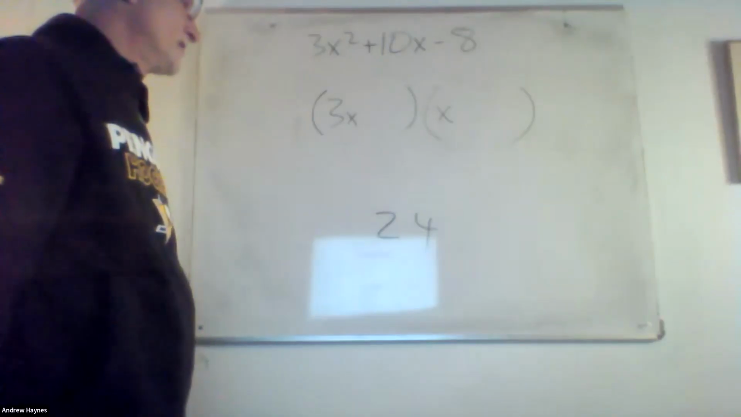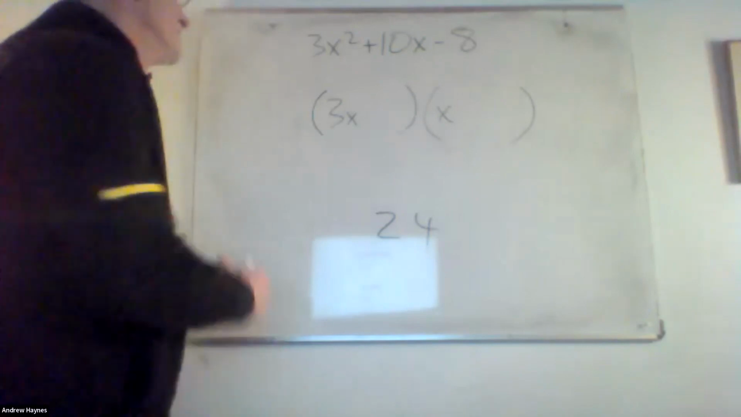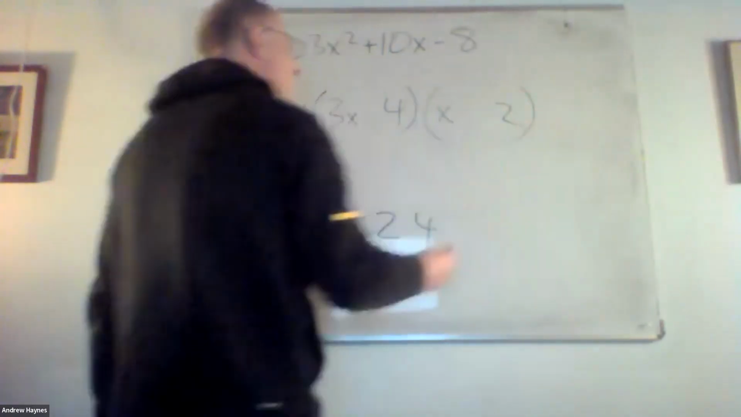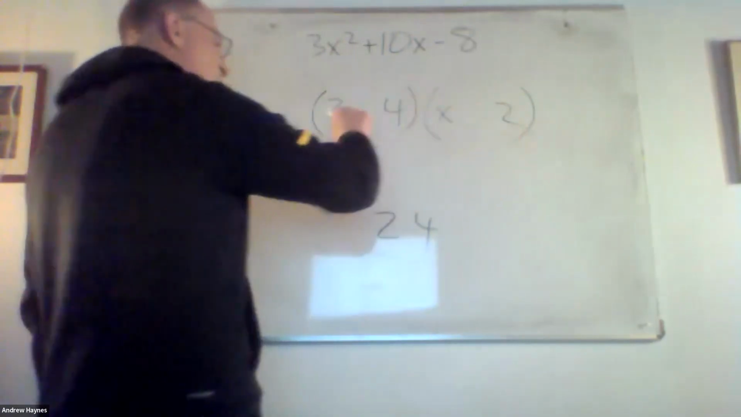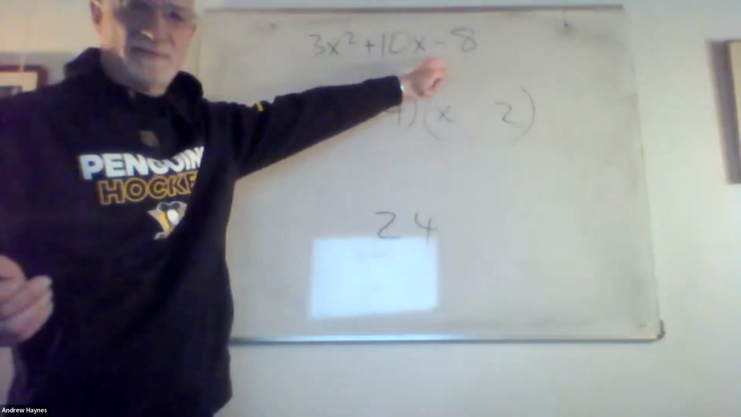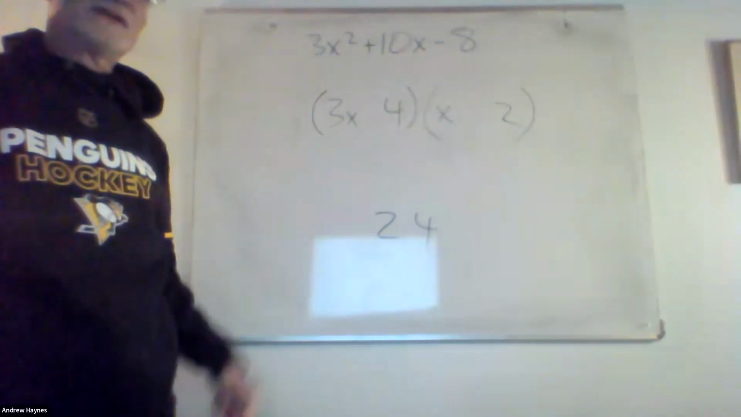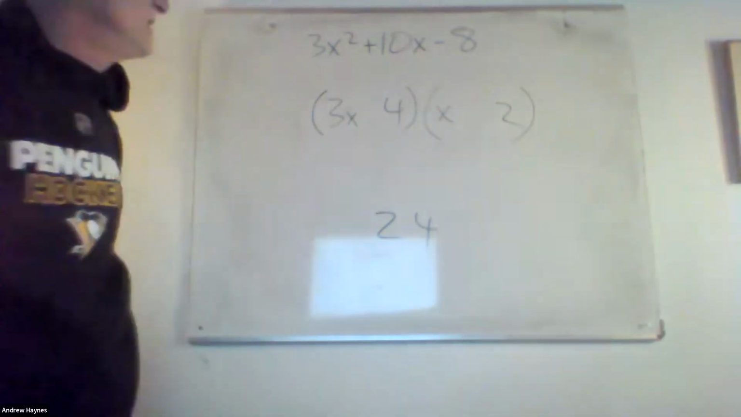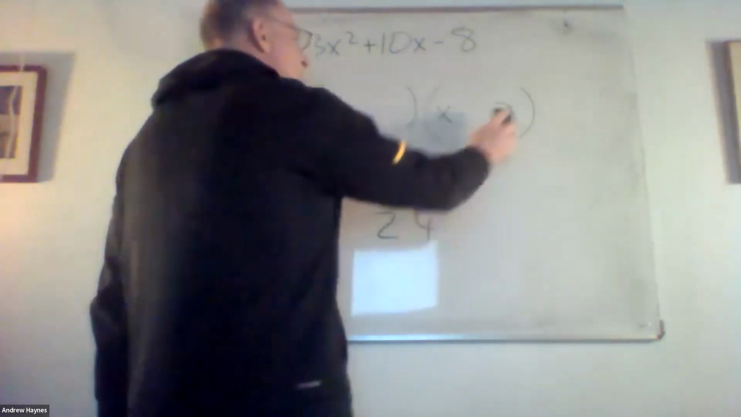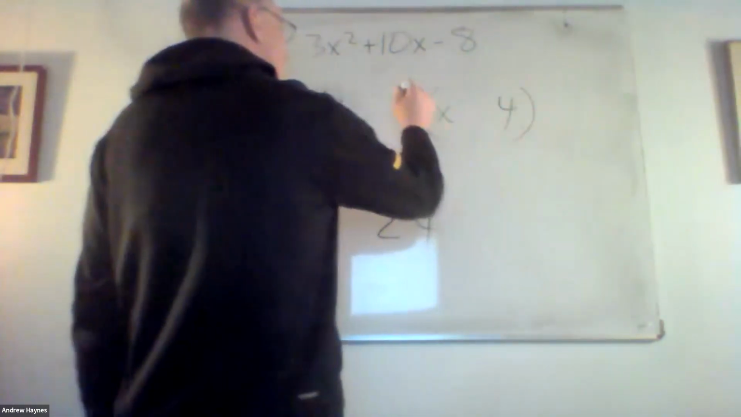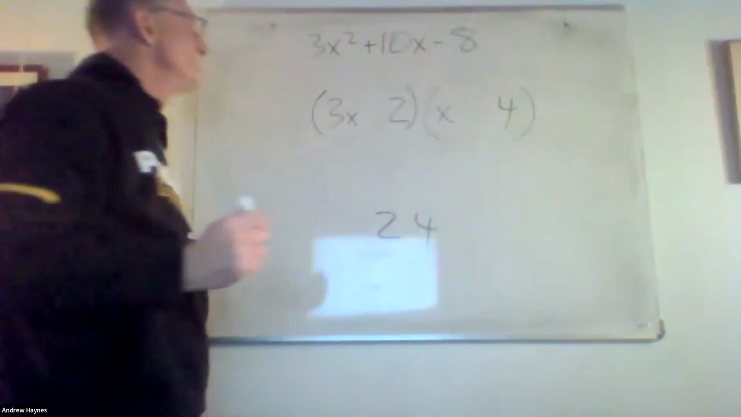So now the question is, where do they go? If you were to try 4 here next to the 3 and 2 over here, you would have a 4 and you would have a 6. 4 plus 6 is 10. That's great, but it has to be a difference because of that minus. Well, the difference between 4 and 6 is 2. Doesn't work. So that's that. Therefore, I know I'm going to have to flip them again. So it's going to be the 4 out here and the 2 over here.